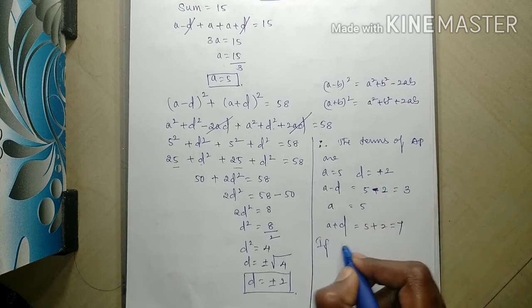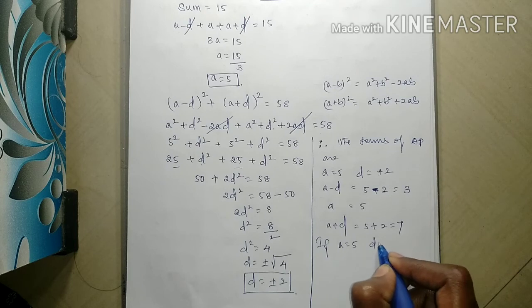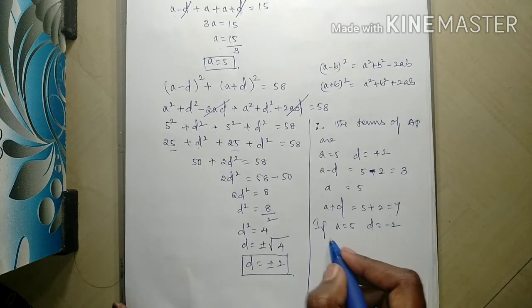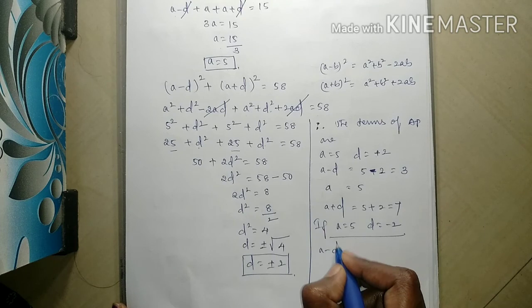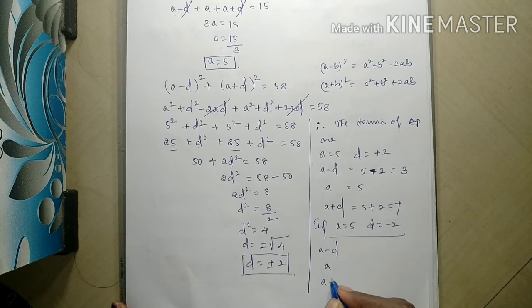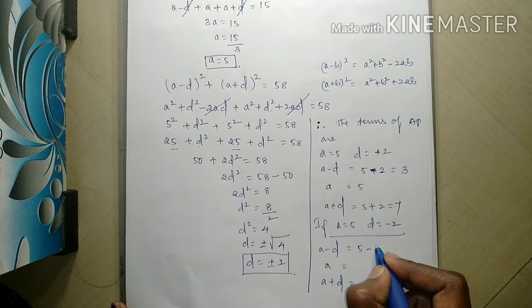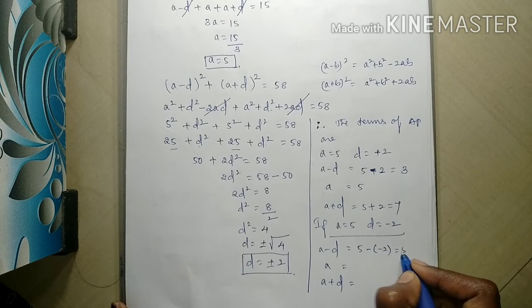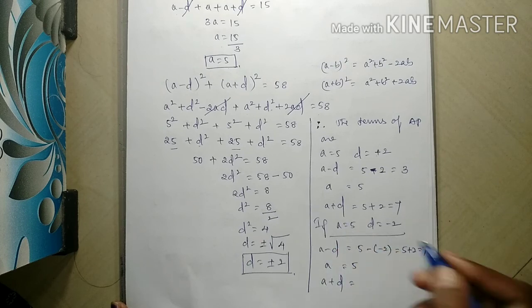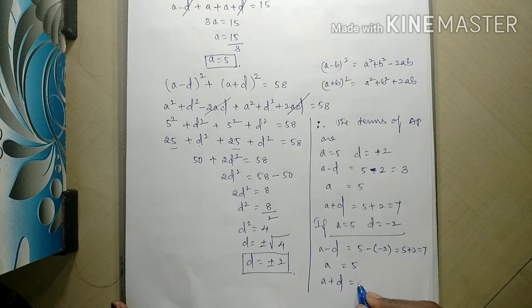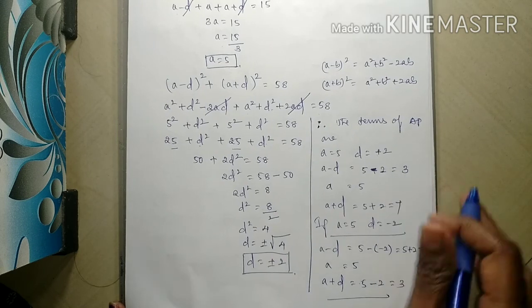If A is 5 and D is minus 2, what are the terms? Same thing, you have to write A minus D, A and A plus D. So A minus D, A is 5, D is minus 2, that is minus of minus 2, it becomes 5 plus 2, that is 7. And A is 5, and A plus D is 5 minus 2, that is 3. So these are the terms.